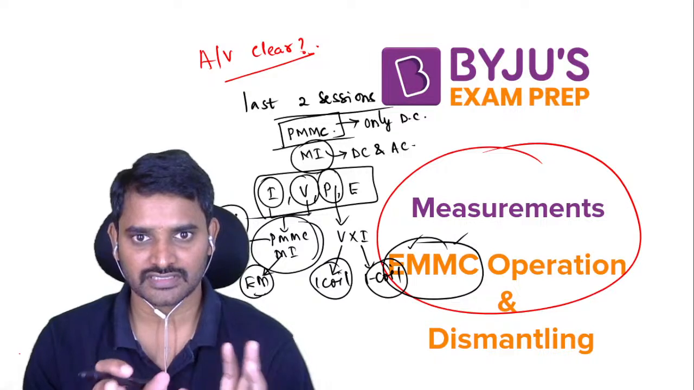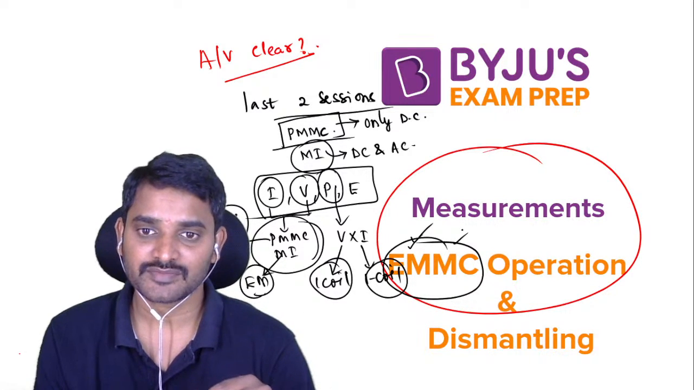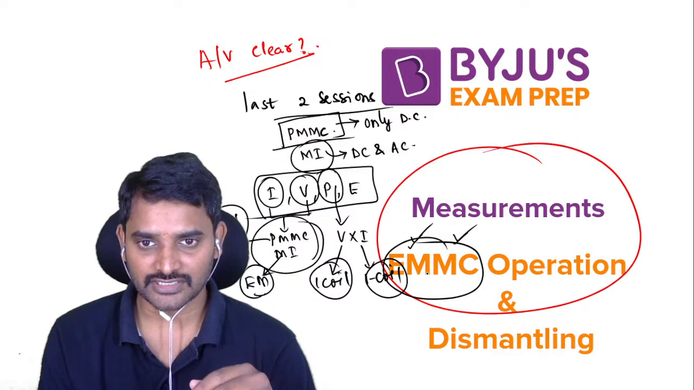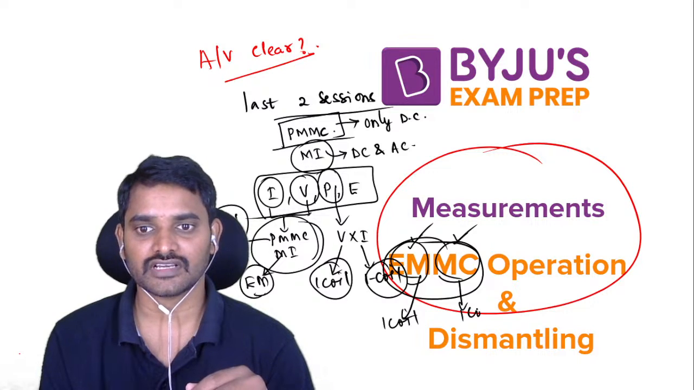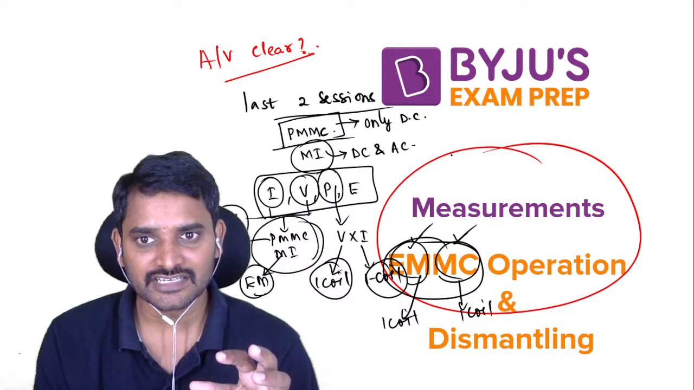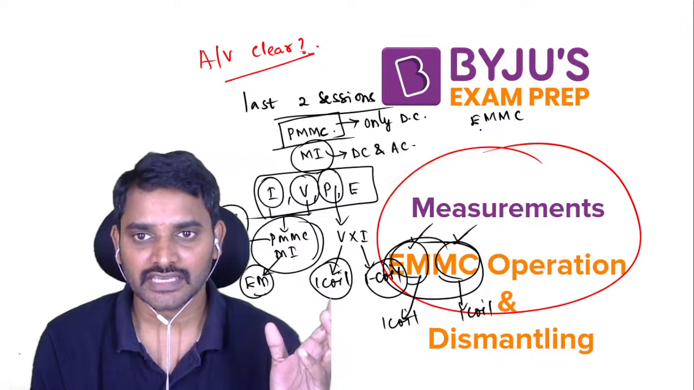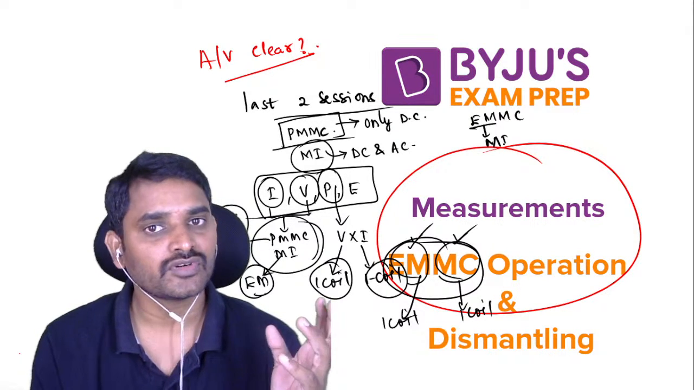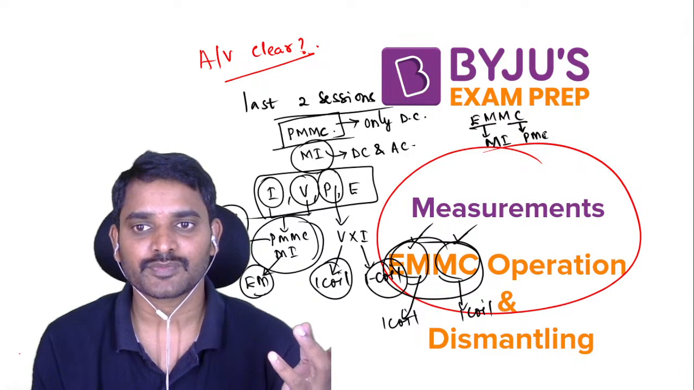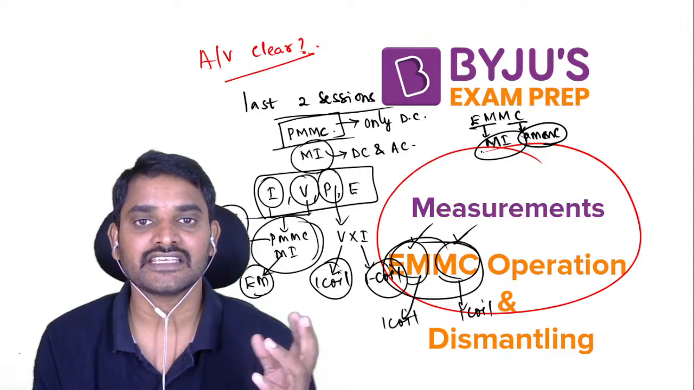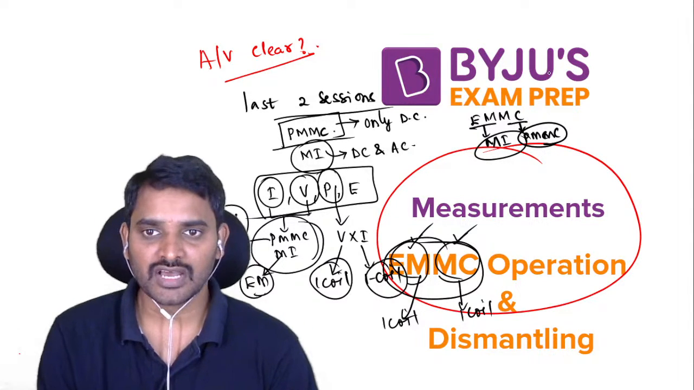So that's the drawback of EMI instrument, and that is the reason why we are going for EMMC, electromagnet moving coil instrument. The electromagnet is one coil and the moving coil is the second coil. This electromagnet moving coil instrument is a combination of PMMC and EMI. The electromagnet is taken from moving iron and the moving coil is taken from PMMC. So I can say that EMMC is a combination of PMMC plus moving iron instrument.